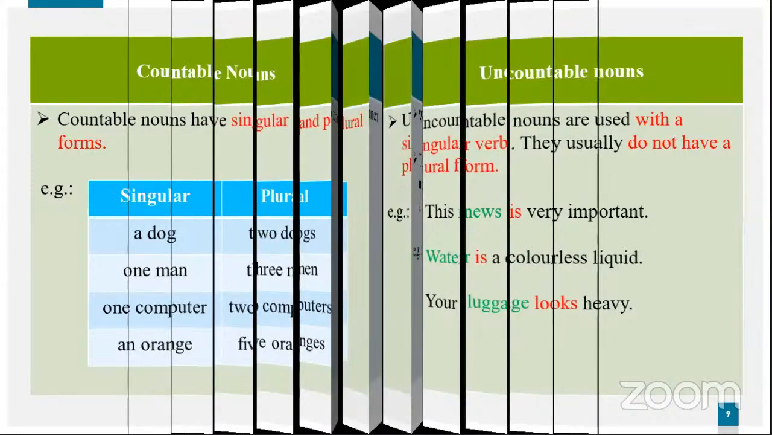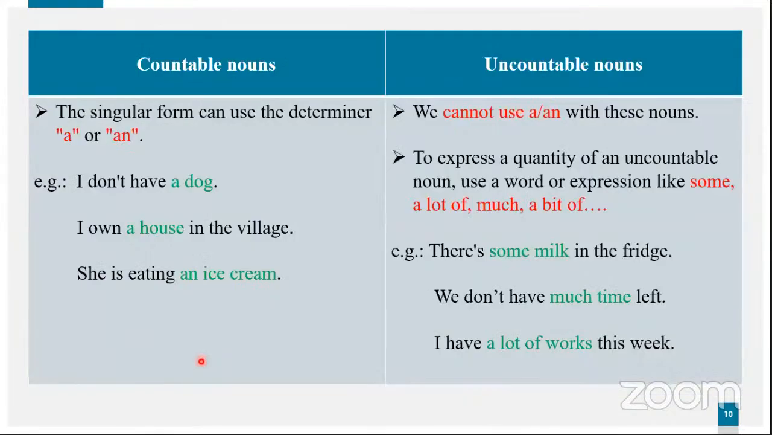Right, this is the third one. Countable nouns. The singular form can use the determiner a or an. So a or an, right? We can use the singular forms of countable nouns with a or an. අපිට countable nouns වල ඒකවචන ස්වරූපය a සහ an කියන articles එක්ක භාවිතා කරන්න පුළුවන්. Right? Now look at this one.